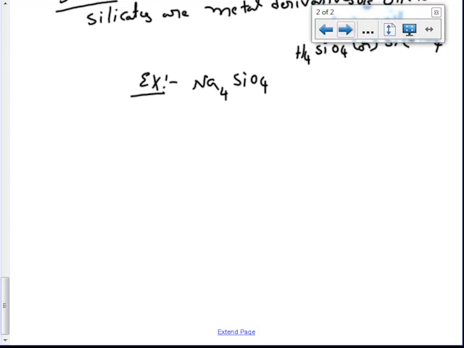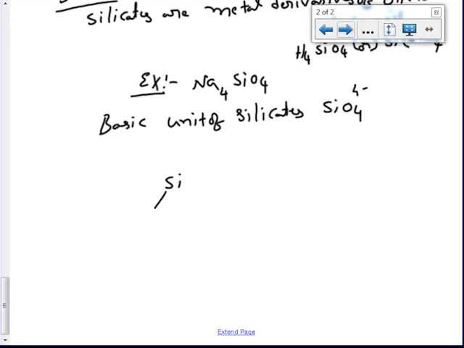Hydrogen is replaced by metal. So the basic unit of silicates is SiO4 4 minus. SiO4 4 minus means 4 bonds will be there on Si, with minus charges on the oxygens. This we can generally represent as the SiO4 4 minus tetrahedron shape.